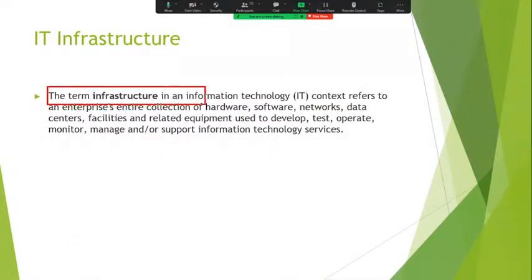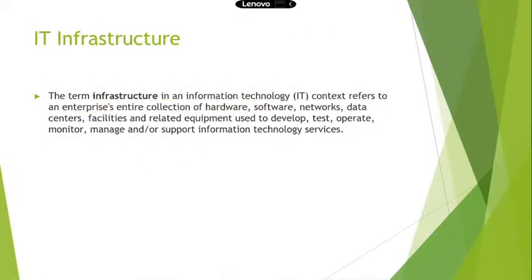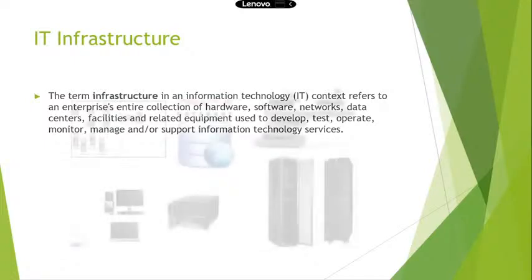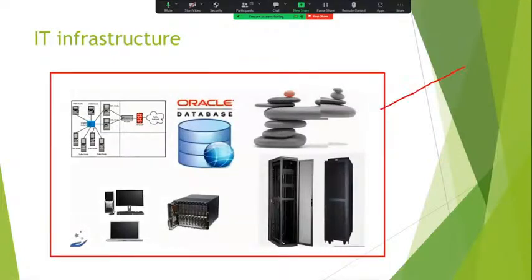This is the exact definition of IT infrastructure. The term refers to a collection of hardware, software, switches, network, load balancer. Now, to maintain our own IT infrastructure, we require one DC. What is the DC? Data center. If you go to TCS, Cognizant, Wipro, Accenture, any company in the world, they will have their own data center.